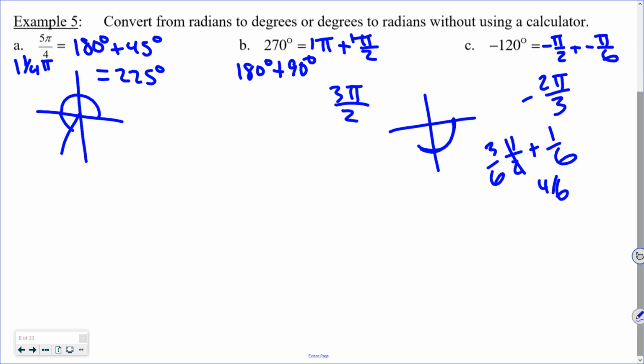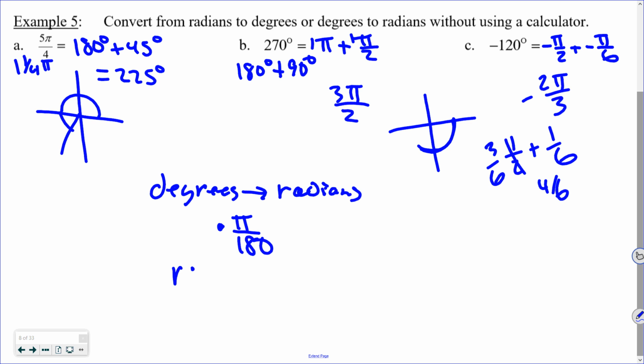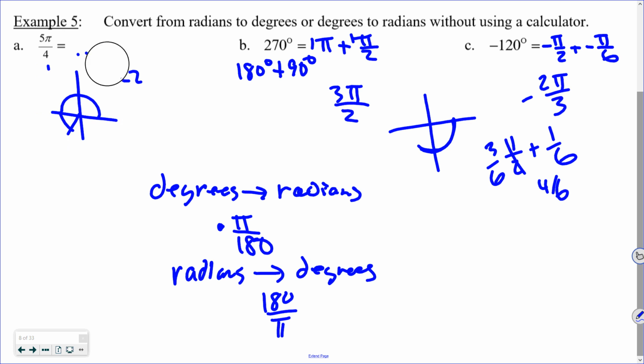Here's a formula, though, if you like formulas. If I want to go from degrees to radians, you multiply by pi over 180. If you want to go from radians to degrees, you multiply by 180 over pi. So if you want to use that formula, if we tried these again, here's using the formula.